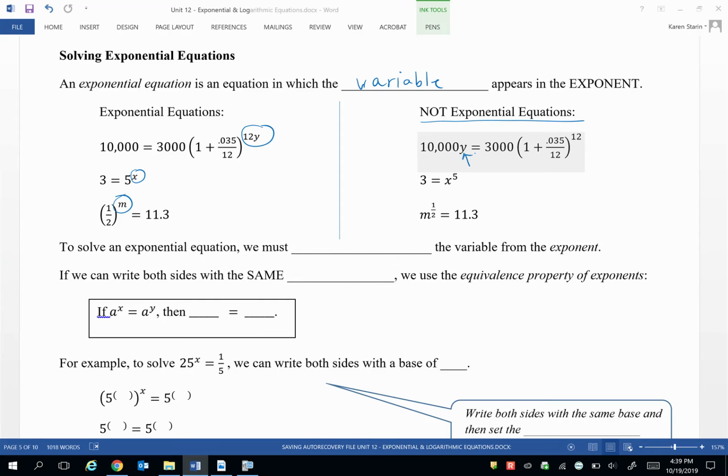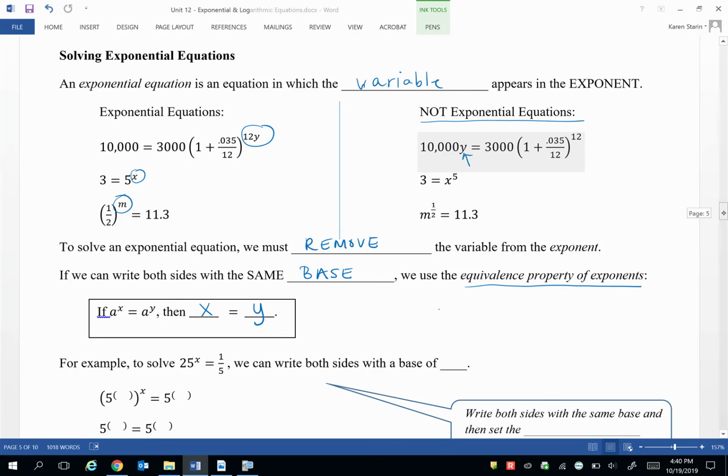So to solve exponential equations, we must remove the variable from the exponent. How are we going to do that? We're going to use a lot of the properties we've already seen. If we can write both sides with the same base, we must use the equivalency property of exponents, which says if base a to the x power equals base a to the y power, then intuitively x must equal y.